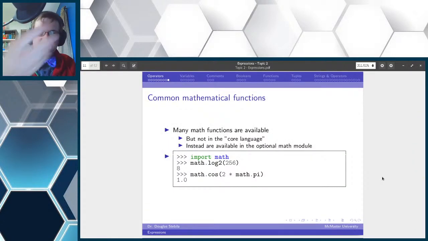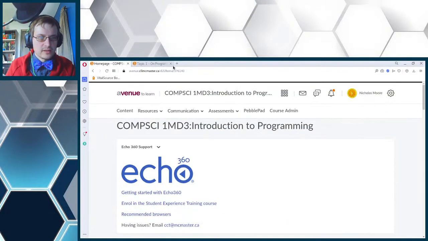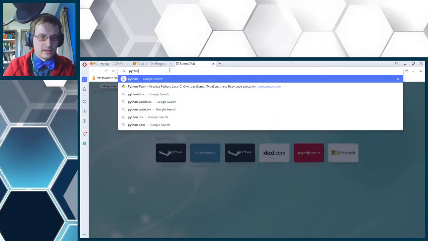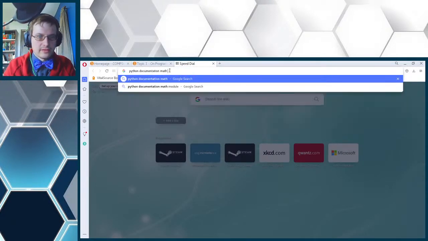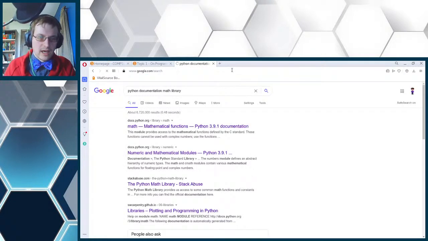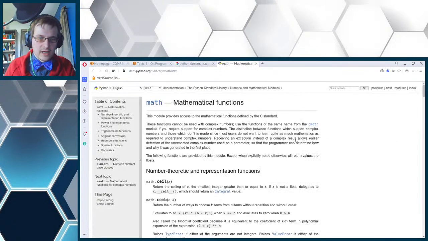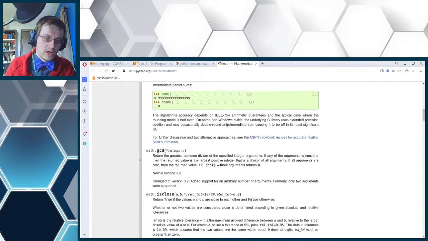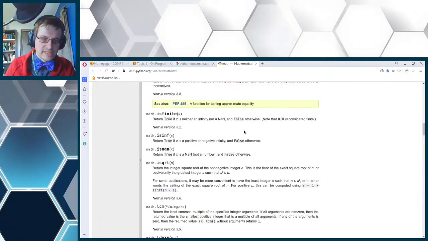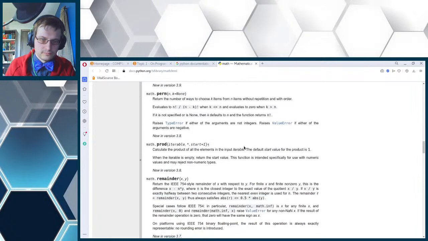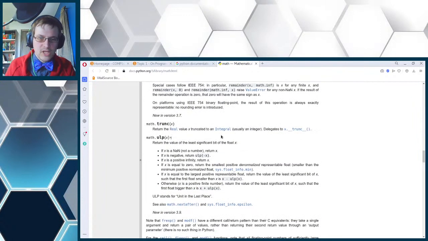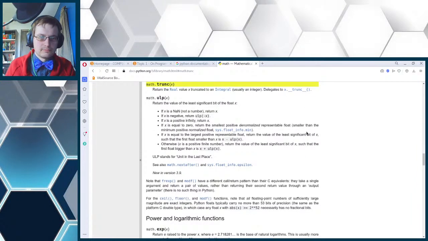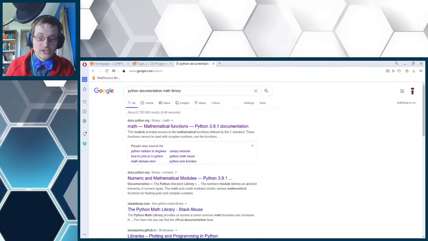So anyway, there are various math functions available to you. If you check out the Python documentation, the math library documentation, this is a listing of all of the different math functions that you have available to you, including truncation. With documentation and all that kind of fun stuff. So, you have the tools available to you.